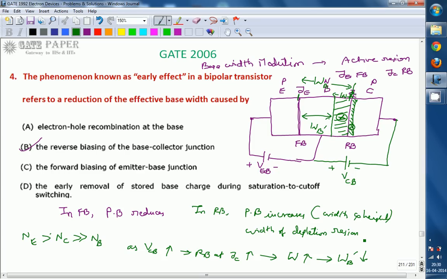So the answer for this question is: a reduction of effective base width is caused by reverse biasing the base collector junction, that is JC. So the right option is B.